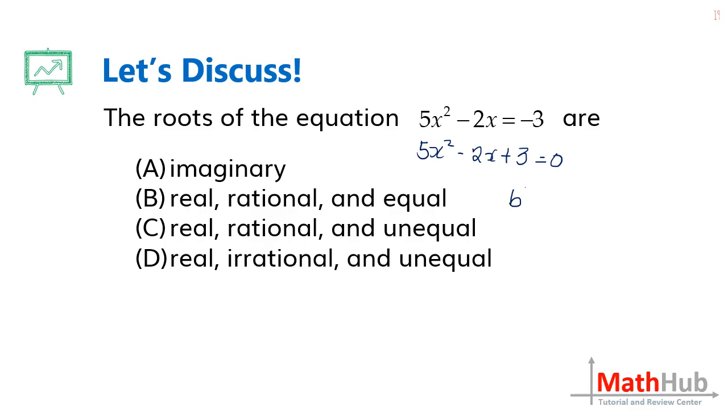So let's now look at our discriminant, b squared minus 4ac. My b is negative 2, minus 4, my a is 5 and c is 3. So we get 4 minus 60, negative 54, meaning to say it's less than 0. So if our discriminant is less than 0, what kind of roots do we have? Letter A, imaginary.